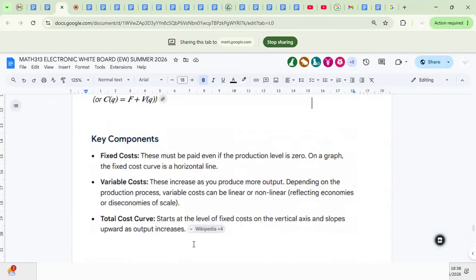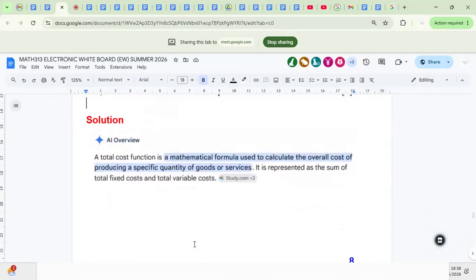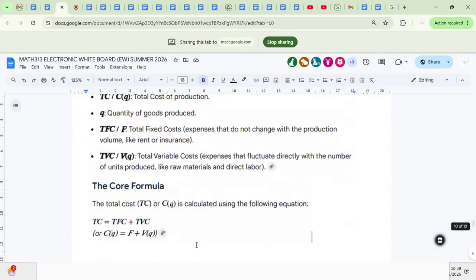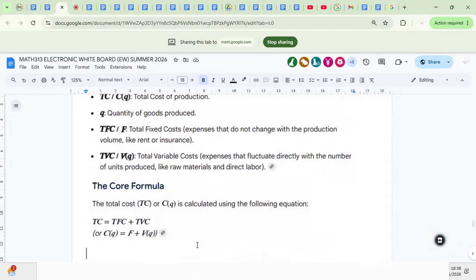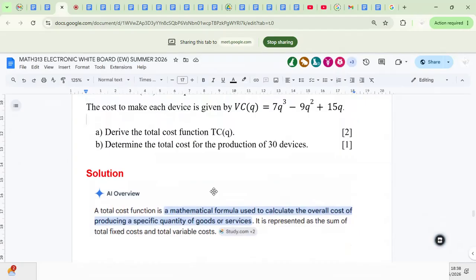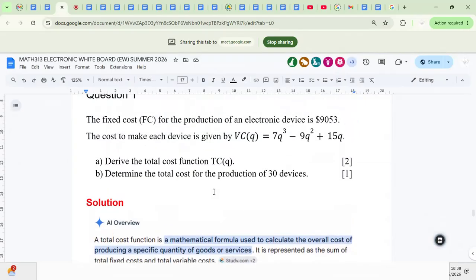Total cost. Now, let's come to our question. As you can see, the total cost is equal to the fixed cost plus the variable cost. Okay, so let's carry this information lower down.